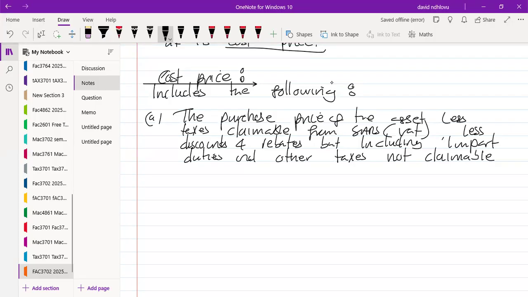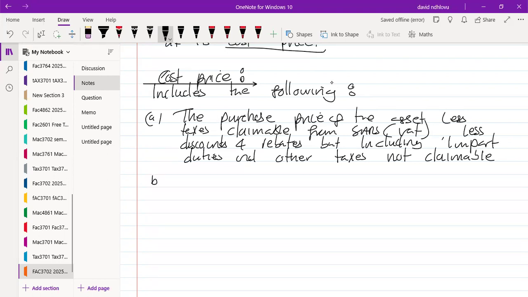Right, so basically, when you look at the cost price, you must remember it must be the cost price excluding VAT, but inclusive of any other taxes that are not claimable from SARS. If you have been given discount and rebates, it is the price after removing the discounts and the rebates.